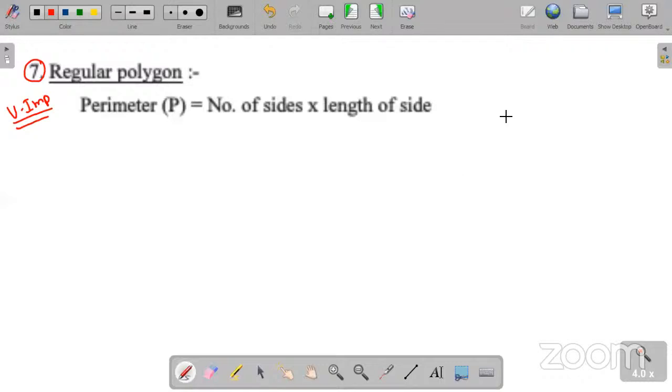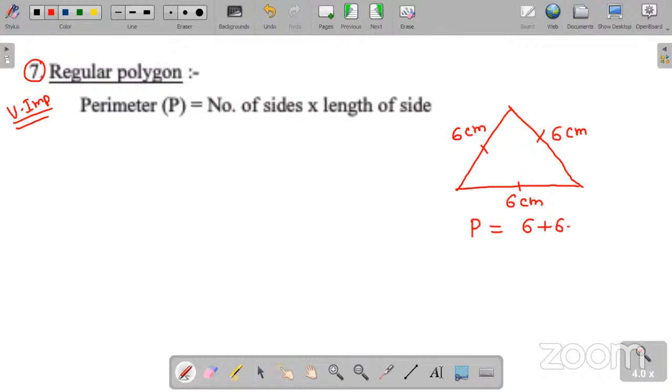For example, if you take a triangle, this is 6 centimeters, this is also 6 centimeters, this is also 6 centimeters. So now this is actually called an equilateral triangle. That means if all the 3 sides are equal, then it is said to be an equilateral triangle. So what is the perimeter of the equilateral triangle? Instead of adding 6 plus 6 plus 6, we can directly write 3 times the length of the side. So 3 into side means 3 into 6. Directly we get 18 centimeters. This is the perimeter of the equilateral triangle.